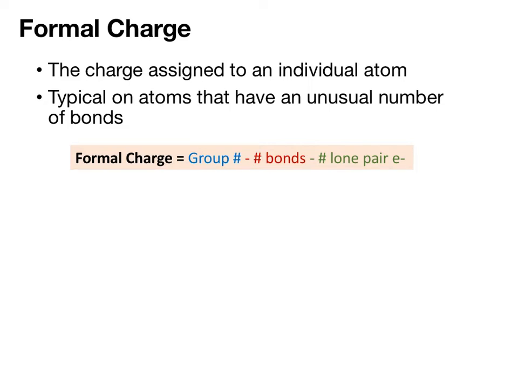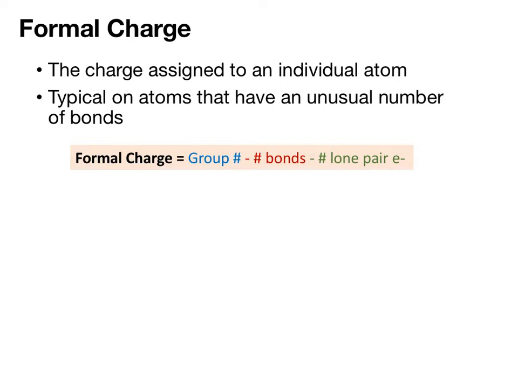It's very important you have a solid grasp of formal charge because we're going to be dealing with many charged molecules in this course. So what is formal charge? Formal charge is the charge assigned to an individual atom. So we're no longer going to be putting brackets around a molecule with a molecular charge. Now we're going to be assigning charges to the atom that it belongs to.